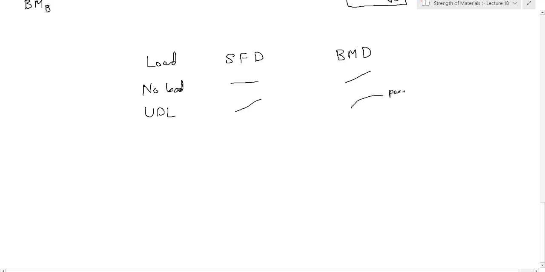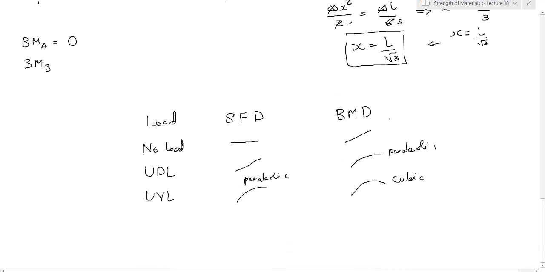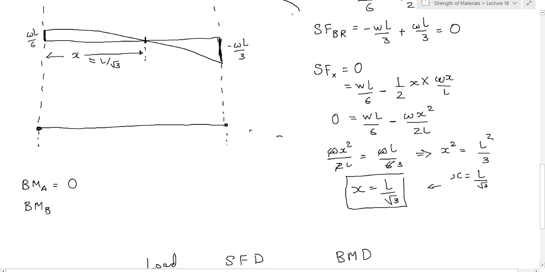Okay, parabolic. And when there is uniformly variable load, here we have parabolic and here we have cubic. Okay, while drawing there is no difference between parabolic and cubic. Just draw it simply like a curve only. Okay, so we can draw that, but what will be the maximum value? There should be some maximum value, no?